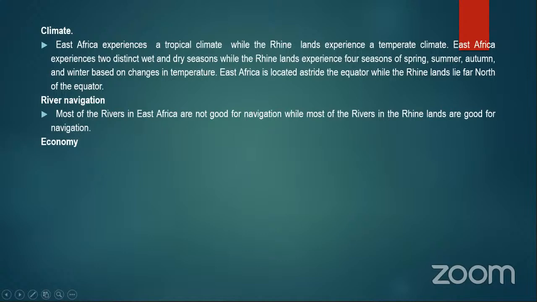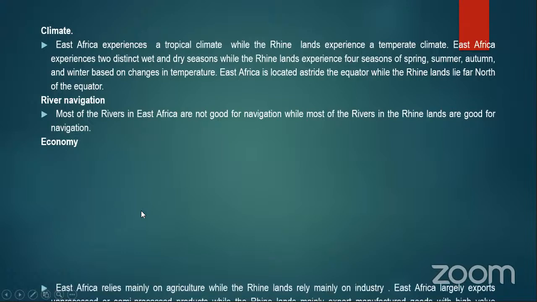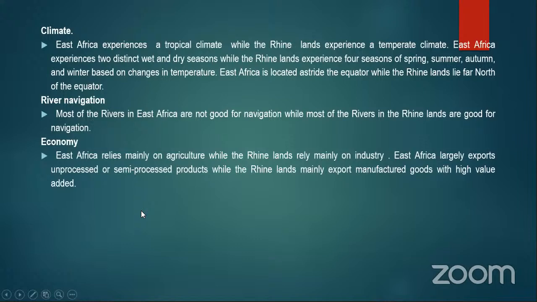Now let us look at the economy. East Africa relies mainly on agriculture. Our backbone, the main economic activity carried out in East African countries, is agriculture. While the Rhineland relies mainly on industry. So it is agriculture against industry. East Africa largely exports raw or semi-processed products.